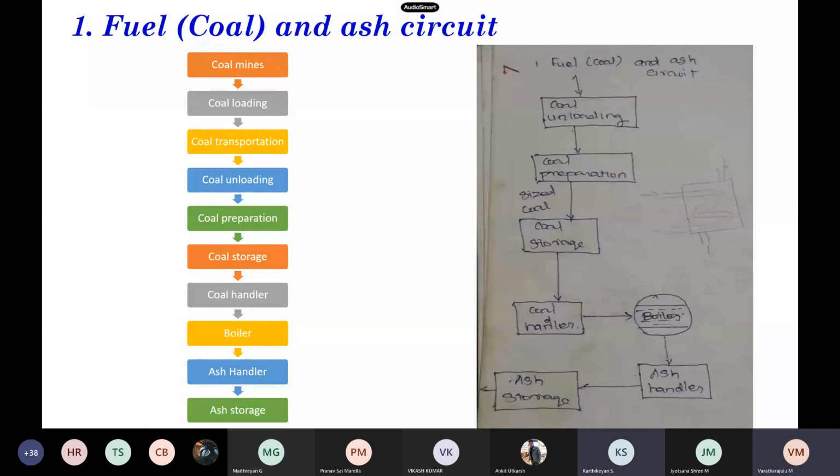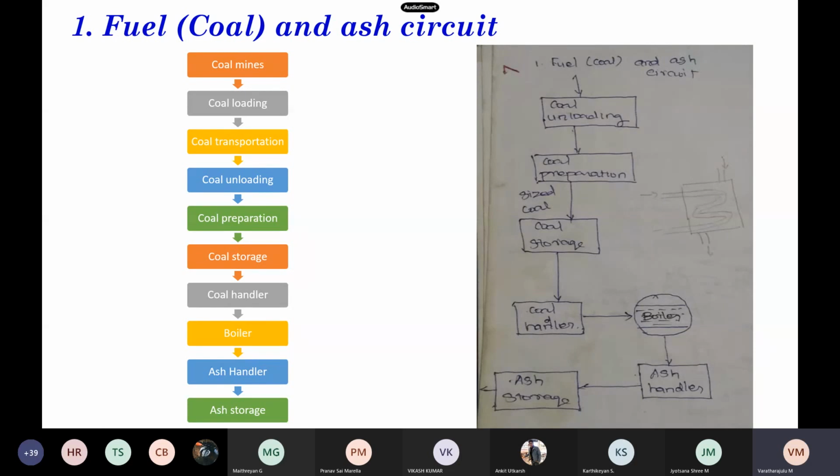And this is the first circuit: we need to have a visit over the thermal power plant. We need to carry the coal from the coal mines. Usually, the coal mines are the suitable place to install the thermal power plant. The coal has to be handled and transported to the loading center, and unloaded. Then the coal has to be prepared based on the size, and then it has to be stored through any handling equipment, whether it might be a belt conveyor, a bucket elevator, or some other handling device.